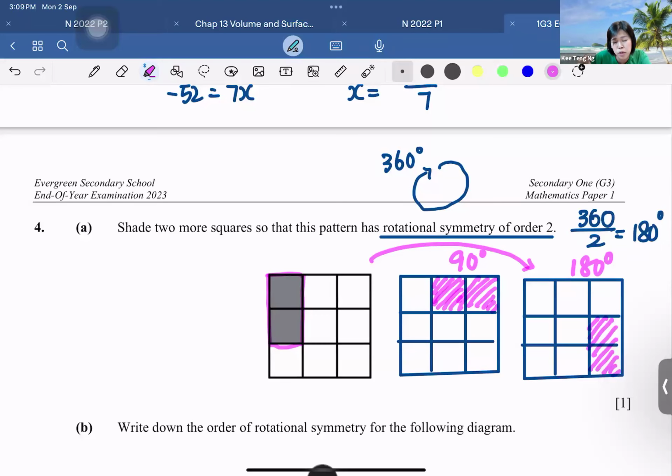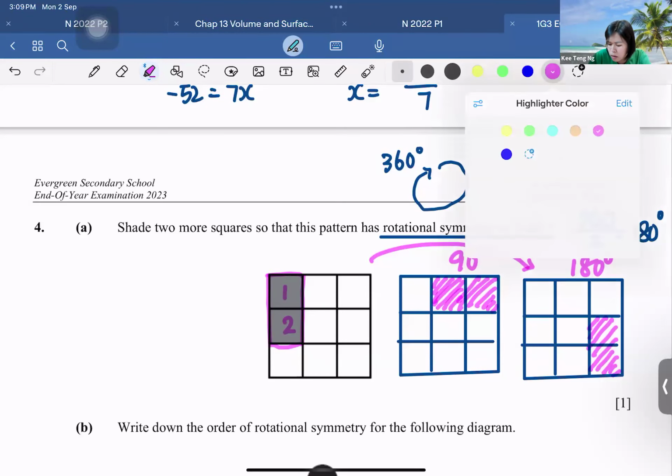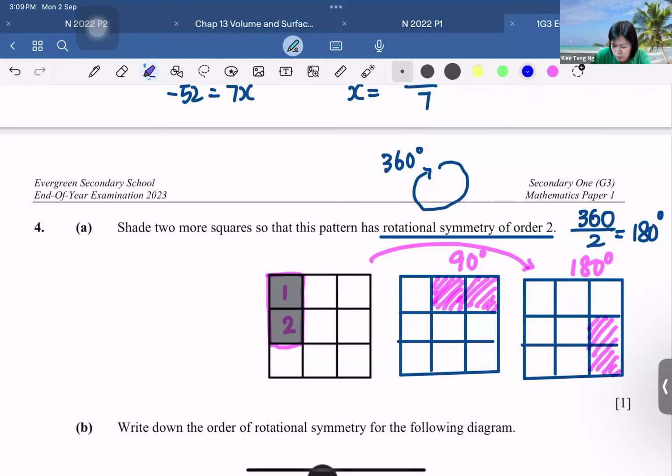Okay, so if I want it to have rotational symmetry order 2, that means these 2 squares, 1 and 2, must repeat again over at these 2 sides. So in this case, I will shade my, I need a darker color. Yeah, I'll shade the 2 squares here so that they will look exactly the same with a rotational symmetry order 2. Okay, so this is how you actually get your answer.